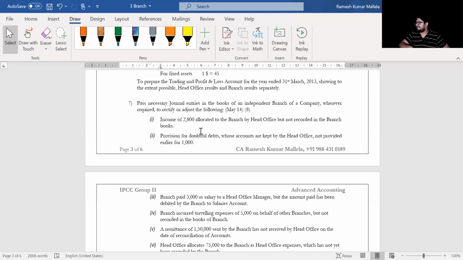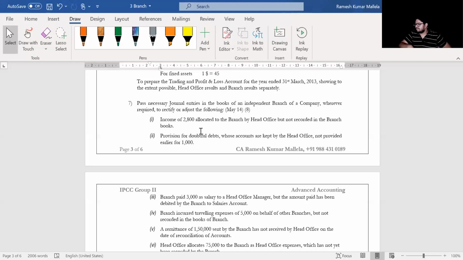Next. Branch paid salary to head office manager, but the amount paid has been debited by the branch to salaries account. I think I need not explain this again, something which you have seen earlier. Entry would be head office would be debited and salaries account would be credited because it's wrongly debited earlier. So entry is head office account debit to salaries account 3,000.